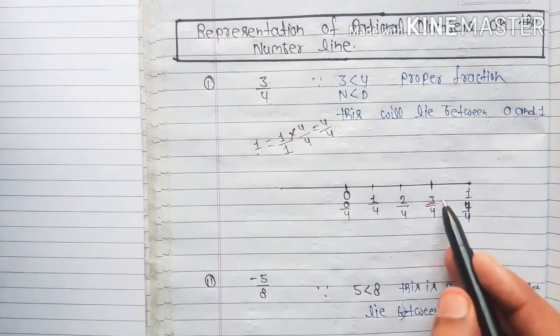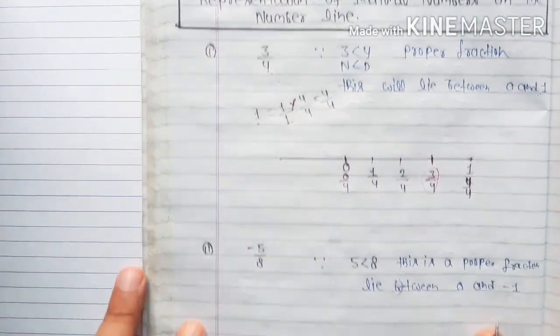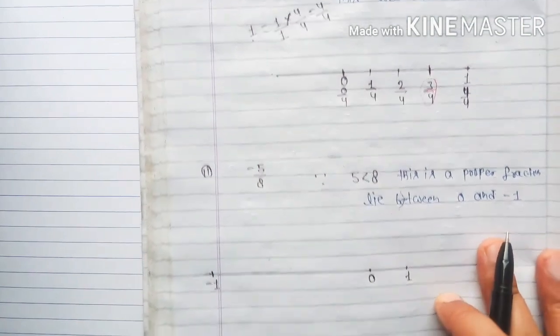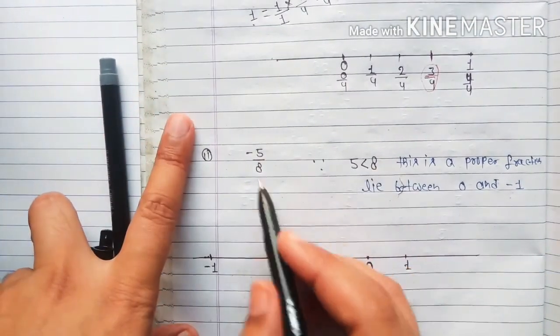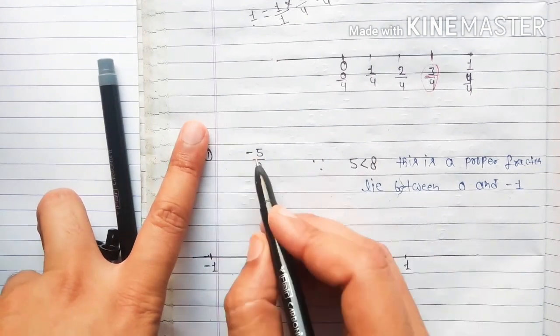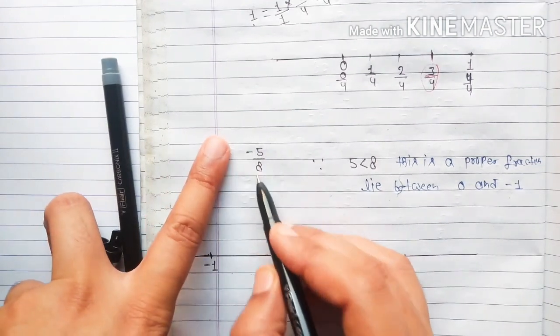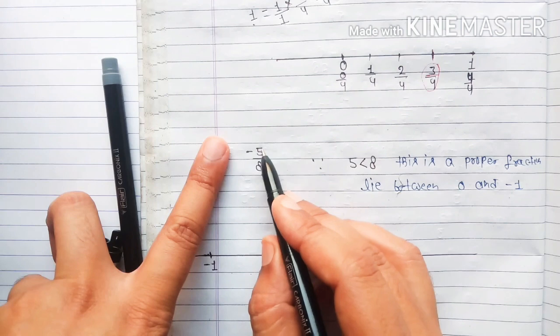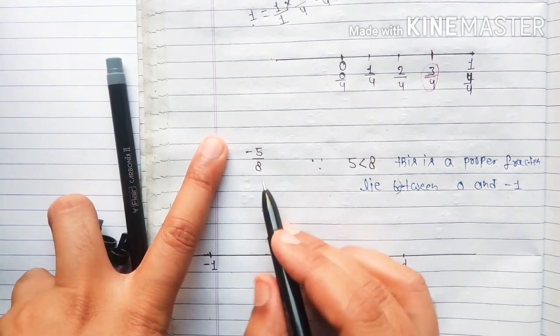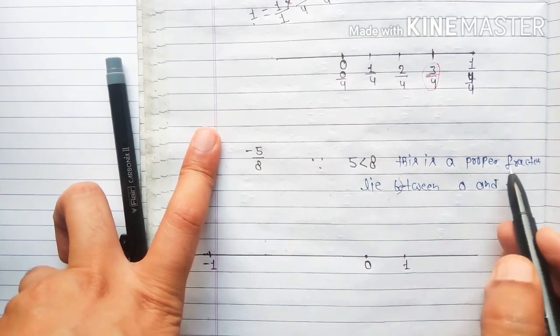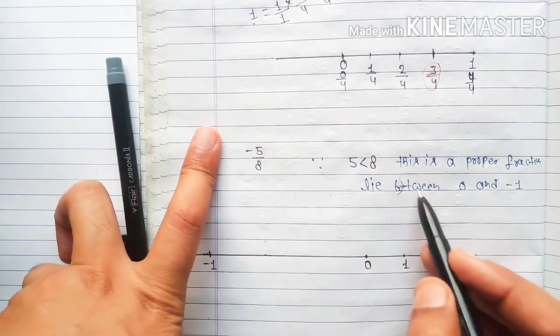This is 3 by 4. Student, you can see the next question: minus 5 by 8. Forget the negative sign, you only see 5 and 8. Here 5 is less than 8, which means its numerator is less than its denominator. This is called a proper fraction, and a proper fraction always lies between 0 and 1.